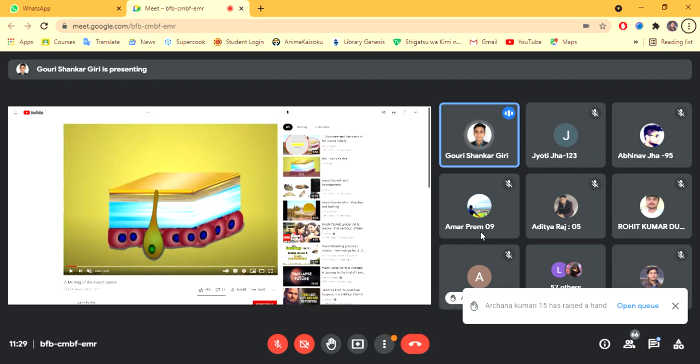Secretions of fluid, or any other materials, come outside through these canals. So this is the epidermis and this is the endocuticle. The blue colored portion is the endocuticle, and this is the exocuticle, and the yellowish colored portion is the epicuticle.